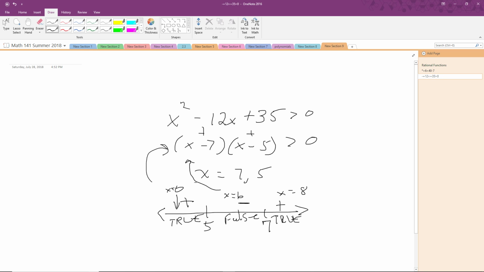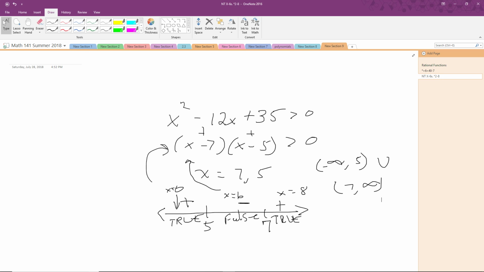And so what this all means is that, since we're dealing with a strict inequality symbol, 5 and 7 do not satisfy the inequality. We cannot include 5 and 7. So my interval solution set will be from negative infinity to 5, unioned with 7 to positive infinity.